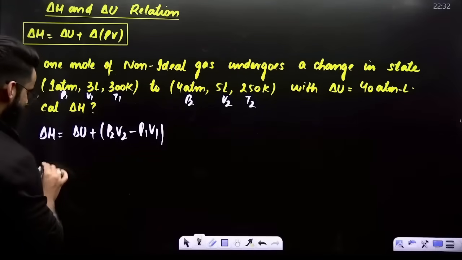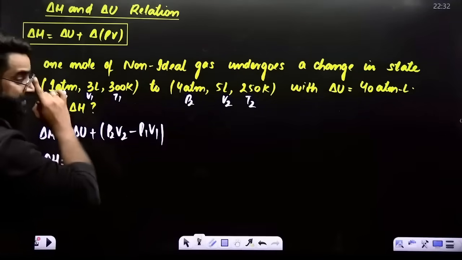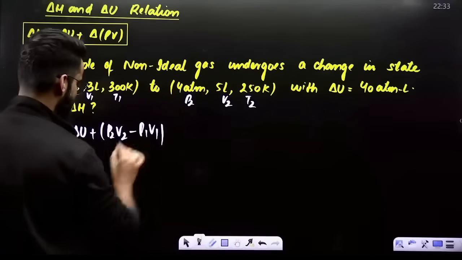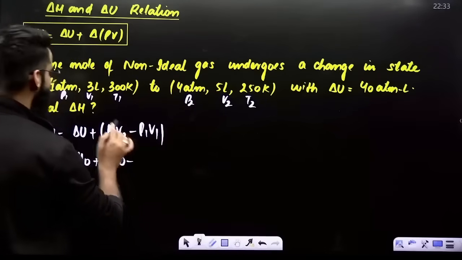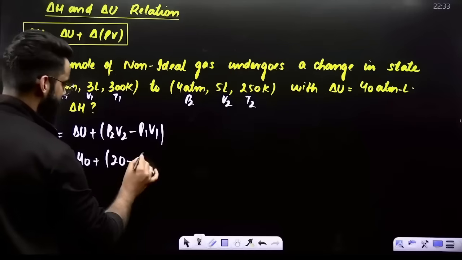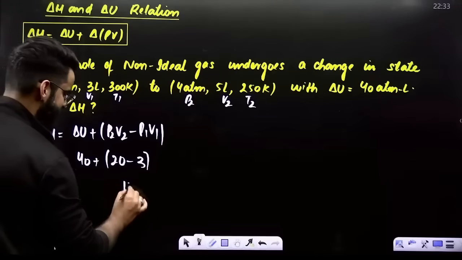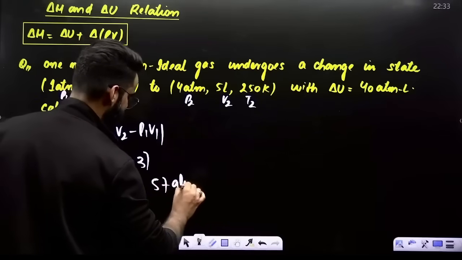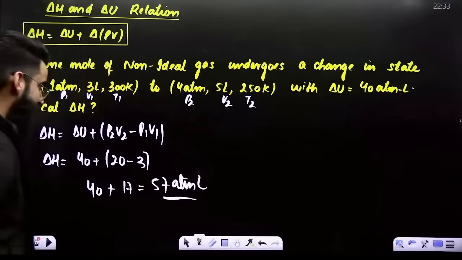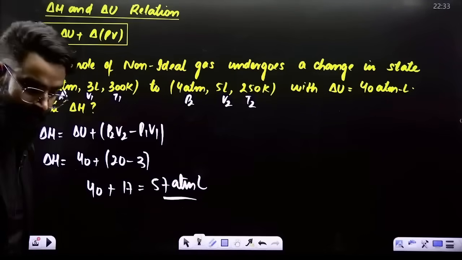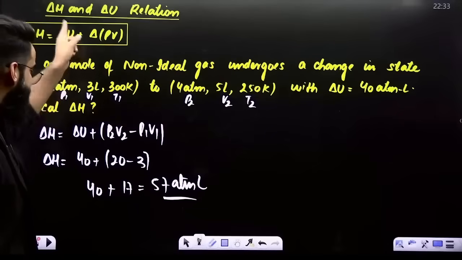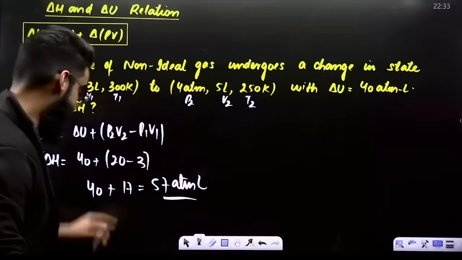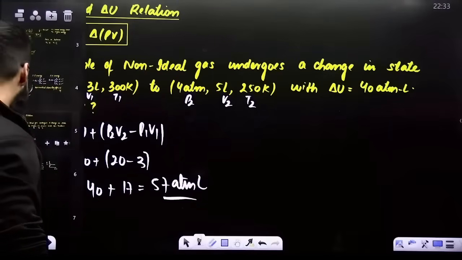So my dear students, you are supposed to calculate delta H. Delta H is nothing but delta U. Delta U is 40 atm liter plus P2 multiplied by V2, 5 4s are 20, minus P1 multiplied by V1, 3 1s are 3. 20 minus 3 is nothing but 17. So 40 plus 17 makes it 57 atm liter. So this is the value of delta H which you were supposed to calculate. Perfect. Just remember this particular result. Accordingly, you can use this result if all the parameters are changing. This is again a short question which I wanted to give you.